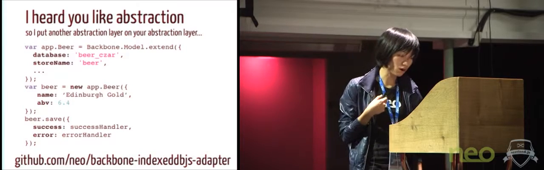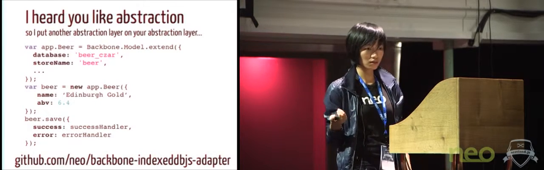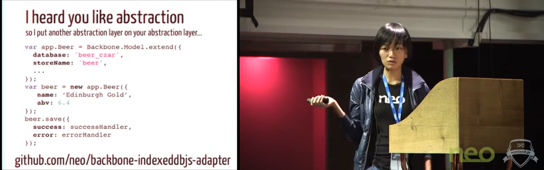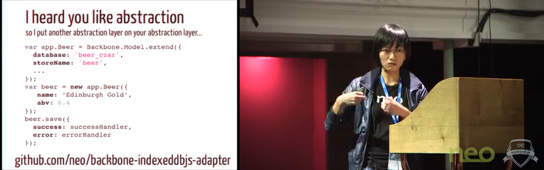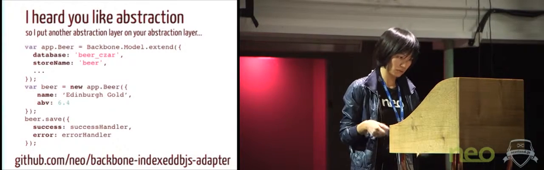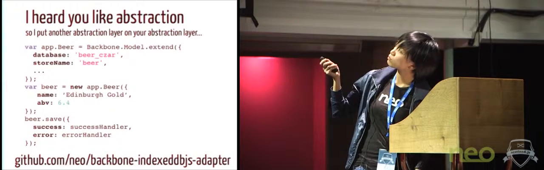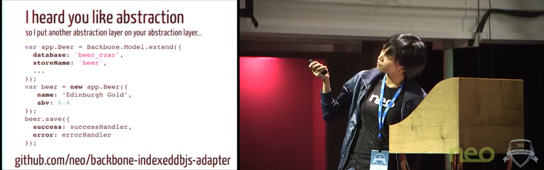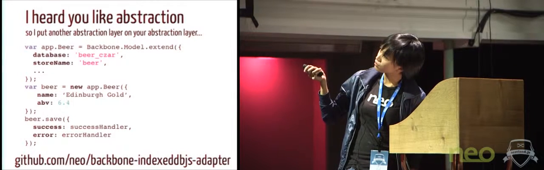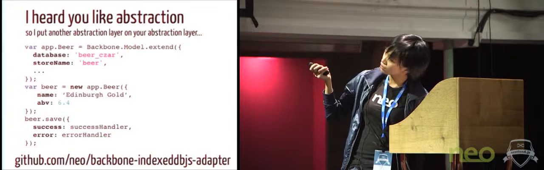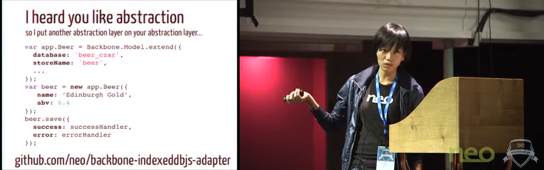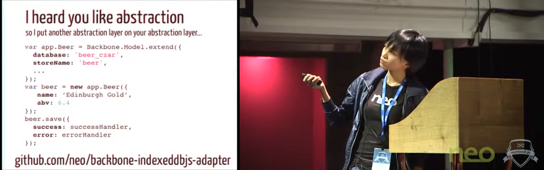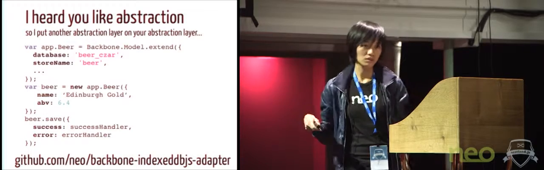So for us in Ops Managers, we use Backbone.js. So what we did was we wrote a Backbone IndexedDB adapter, and using it to put a layer of ORM on top of our data models. So here, to define a model class, you can specify the database name and the store name, and you can create a beer object like this. And instead of working with all the low-level transactions and requests, you can just say save, passing in handlers for success and errors.